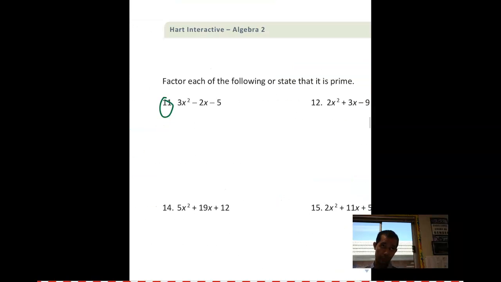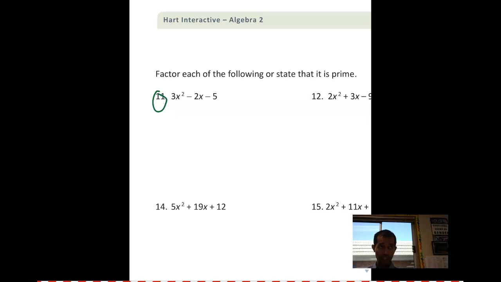Okay, so I'm going to do number 11. So for number 11, it's always like, what's the first step? We always want to identify if there's a 1 in front, because depending on what's in front of the x squared term, that tells us what we are allowed to do.